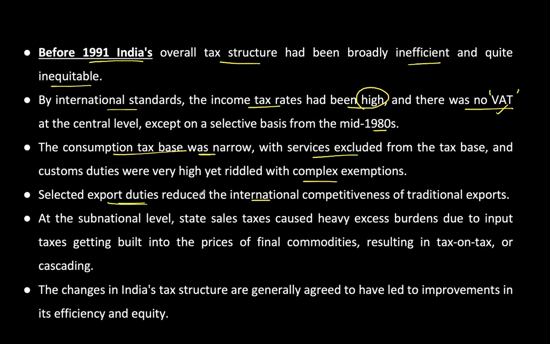So export duties were reduced, and at the subnational level there were state sales taxes. Today we do not have sales tax and all that, because now it is collectively imposed in the form of GST. The problem that existed because of the multiple taxes was that even a single good was taxed twice. That cascading effect of taxation was done away with by the implementation of GST. So changes in India's tax structure are generally agreed to have led to improvements in efficiency and equity.